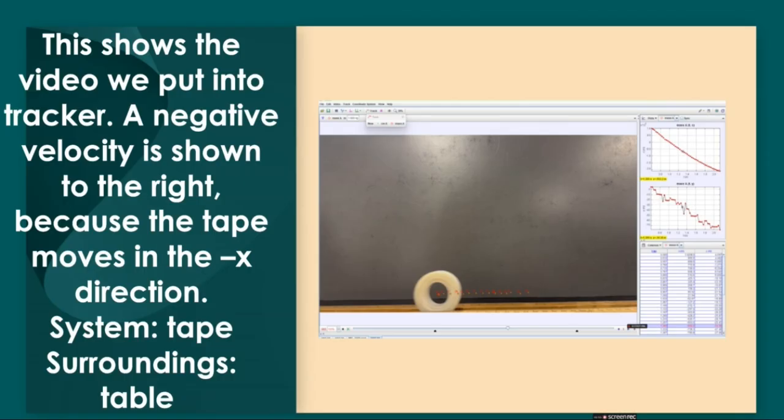So this is a screenshot of the video that we put into Tracker. Here we have our circular tape, and there it shows the point mass that we tracked. A negative velocity is shown here because the tape is moving in the negative x direction to the left. Our system is the tape, and our surroundings here would be the table.